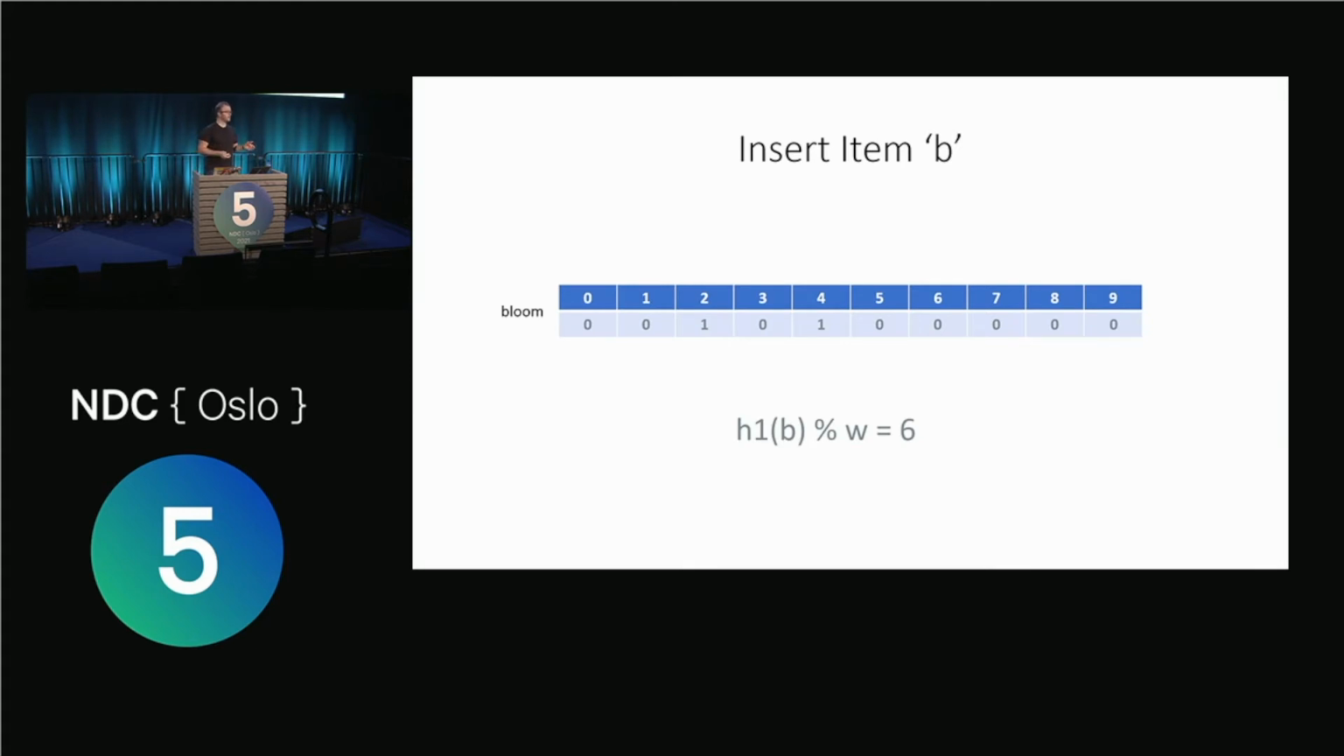Same process, right? We take the first hash function, we hash the item, mod it to the width, it gives us an index of 6. We also take the second hash function and do it again. It gives us an index of 9. So we set the bits, right? There's bit 6 been set in the filter, and there is bit 9 set in the filter. So these two items have now been inserted into our Bloom filter. And the Bloom filter looks like this.